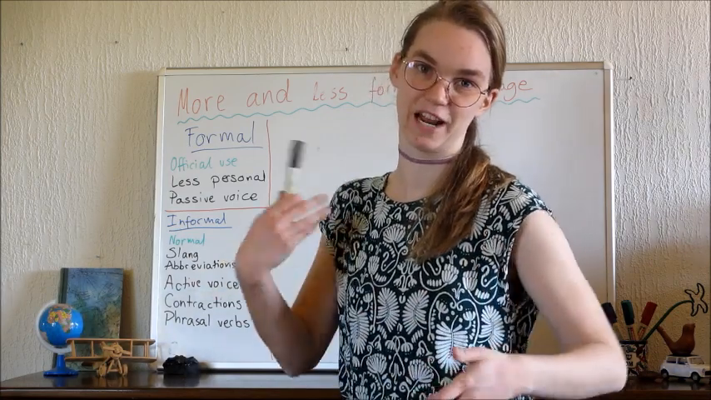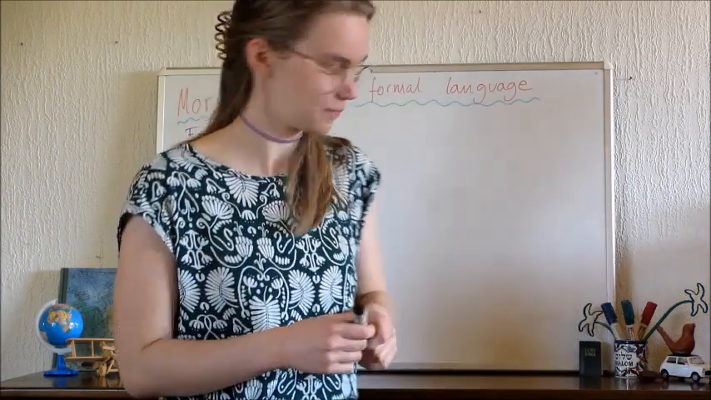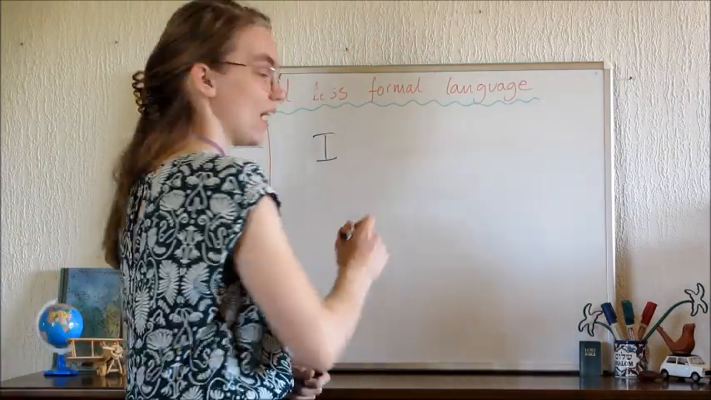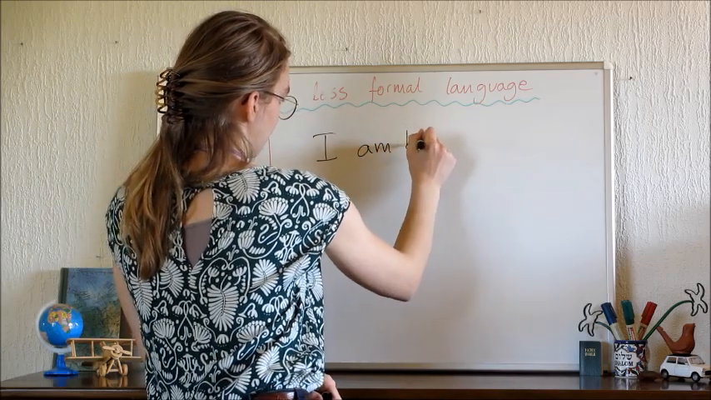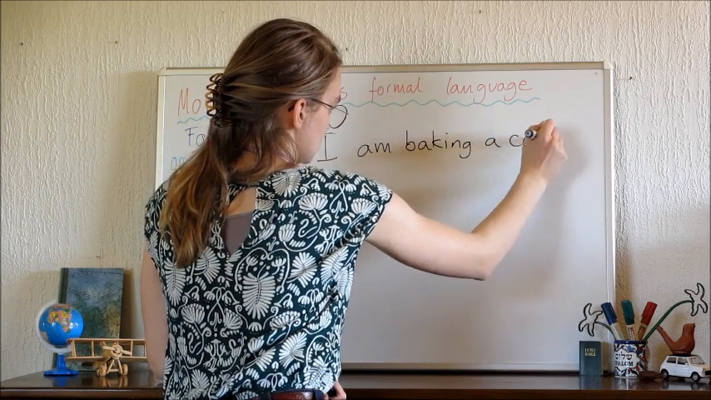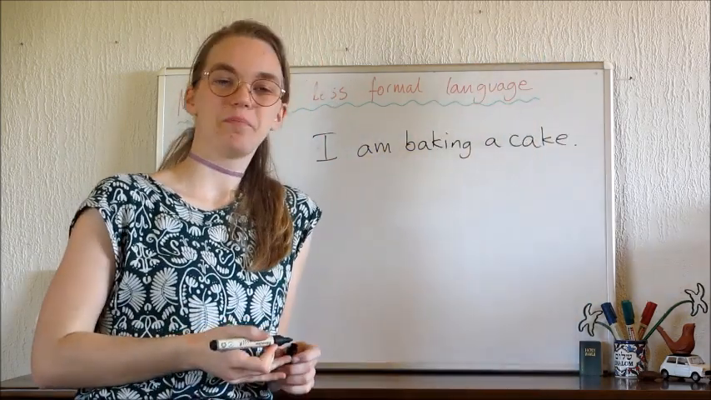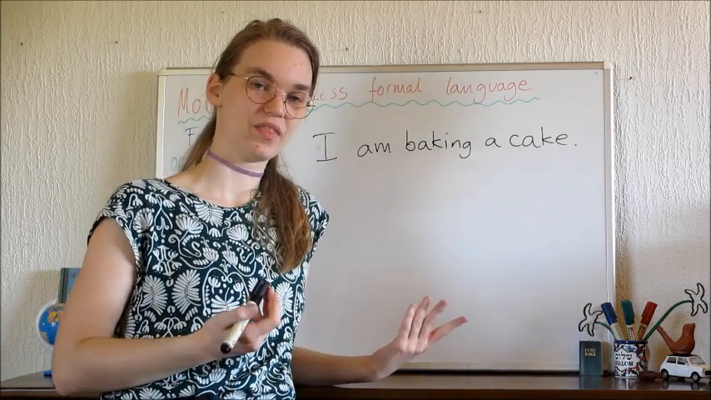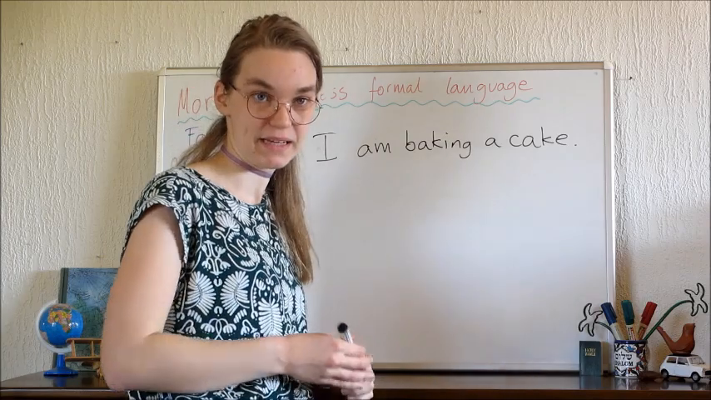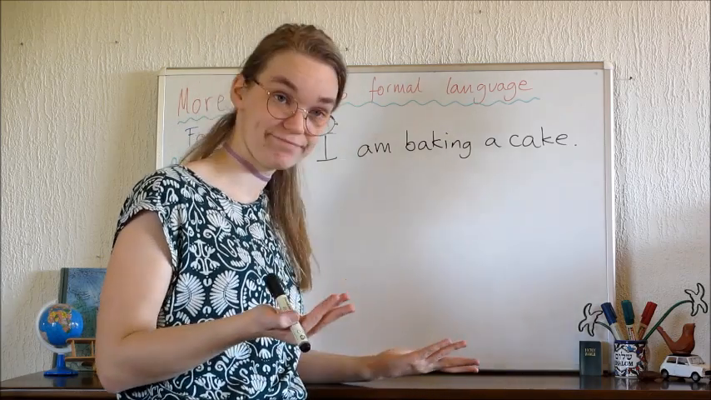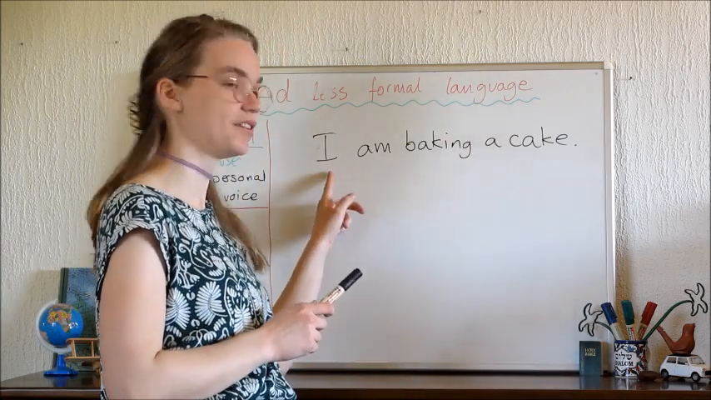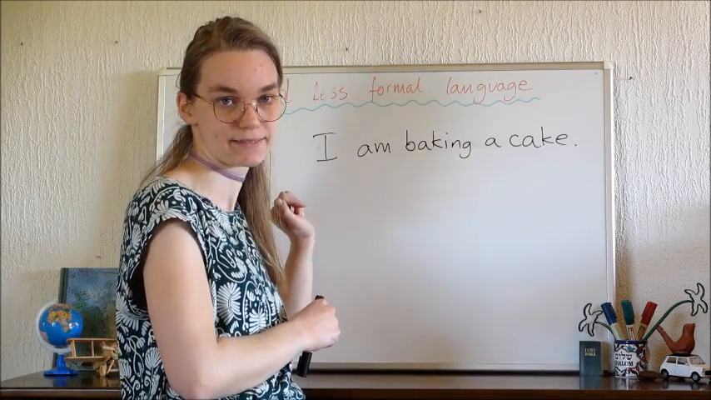So what is passive and active voice? Let's have a look at that. The active voice would be, I am baking a cake. I'm baking a cake. That is the active voice because I'm baking, that is an action. Therefore it is active. And the focus is on the person. I'm the one who bakes the cake.